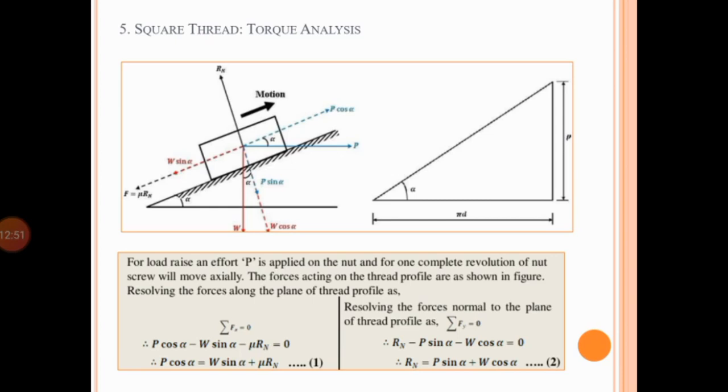For example, here W is acting in a straight downward direction. In real cases, if you are lifting a car, then the car weight is acting straight downward. So this is also true, and the normal reaction always acts in the upward direction, opposite to the weight W.